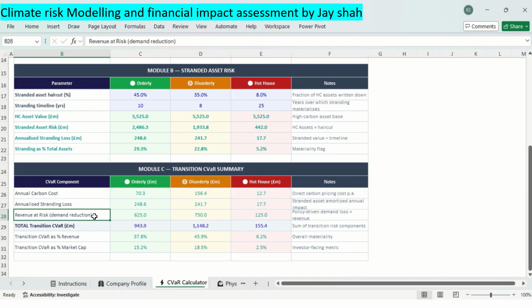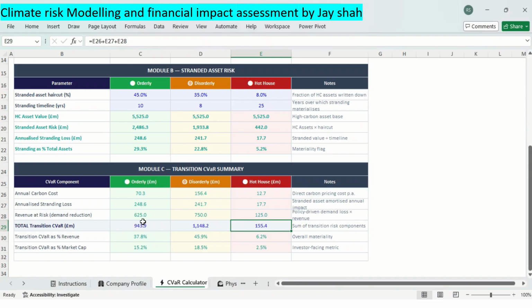It is not necessary to do those energy related things, but when it comes to energy related things, you can also utilize the IEA scenario. Cell 29 is very important: total transition scenario. Here annual carbon cost plus annual stranding loss plus revenue at risk comes to 943.9 in the orderly scenario. This is the aggregate annualized financial exposure to the transition risk under the orderly scenario, and under the disorderly scenario it comes to 1148.2.